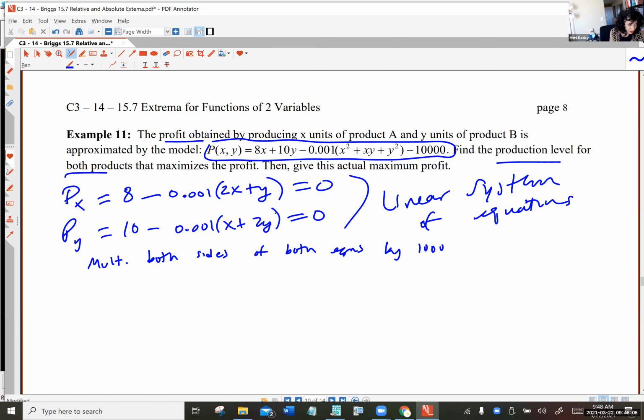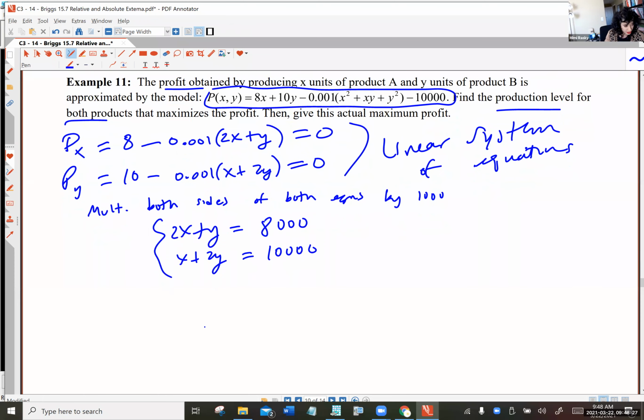When I do that to the first equation and then rearrange it, I get 2x plus y is equal to 8,000. If you don't believe me, check it out. The other equation, after multiplying both sides by 1,000 and then rearranging it a little bit, I get x plus 2y equals 10,000. So this is a linear system of equations, and you can do the solution by the algebra way that you did, probably the elimination method.